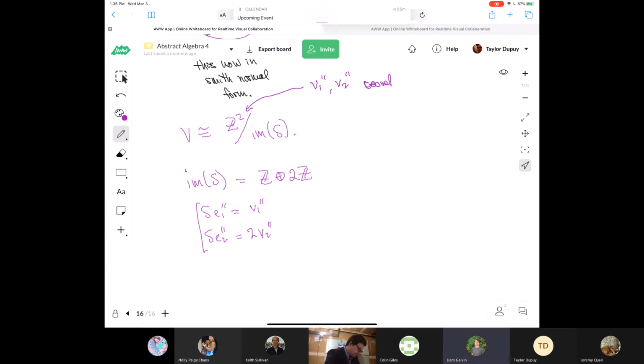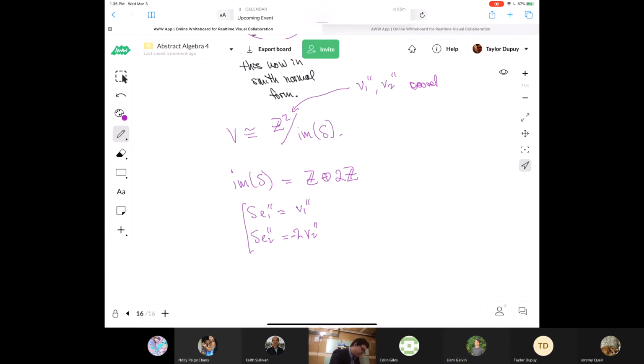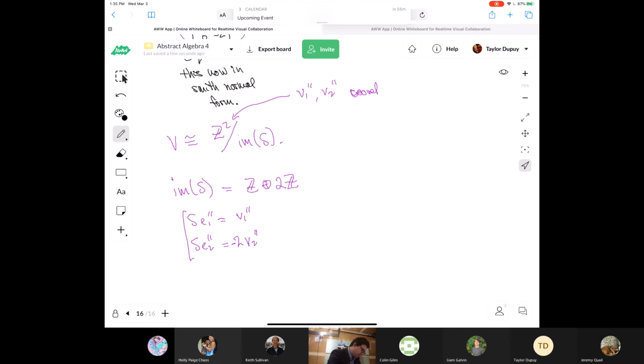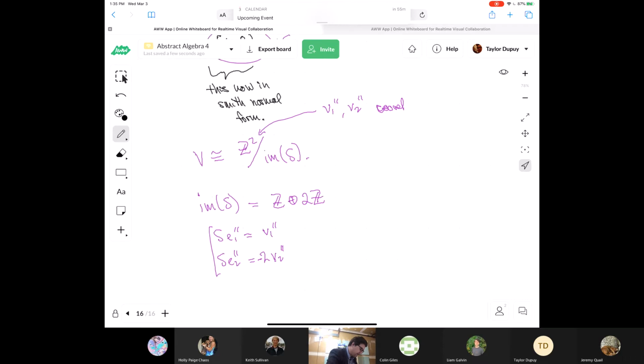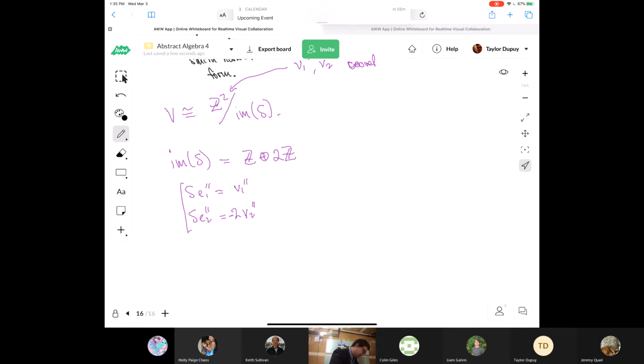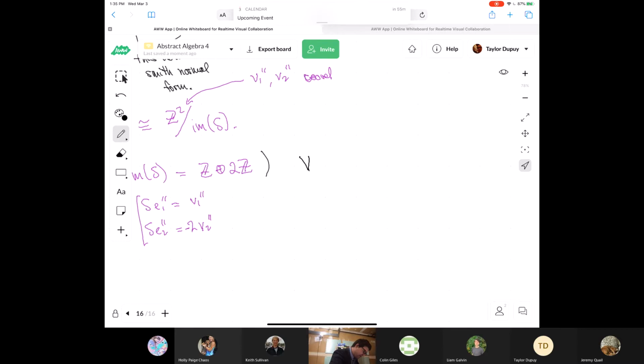Why isn't it minus 2 V2 prime prime? Oh, it should be minus 2, sorry. It is minus 2, but you can scale rows and columns in this procedure. So this allows us to conclude that V is isomorphic to Z mod Z direct sum Z mod 2Z, which is just isomorphic to Z mod 2Z.